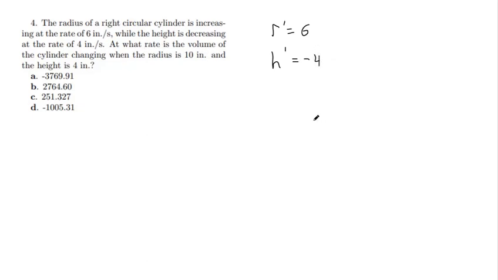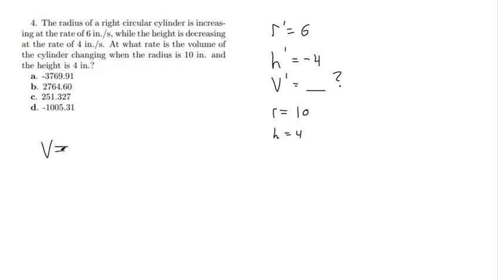It's a constant -4. And then, at what rate is the volume of the cylinder changing? So we want to know V prime, when the radius is 10. So this isn't an r prime, this is just r. It's not talking about the rate of change of the radius. The radius is 10, and the height is 4.